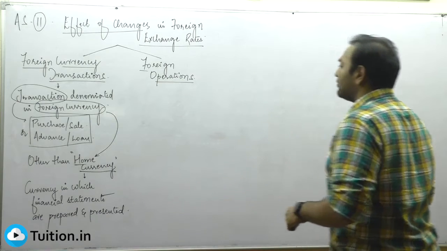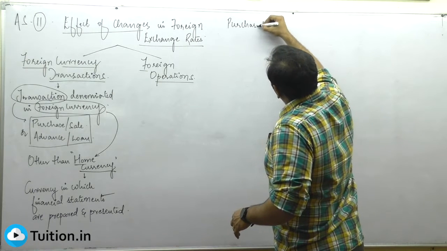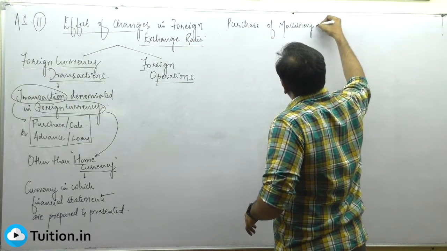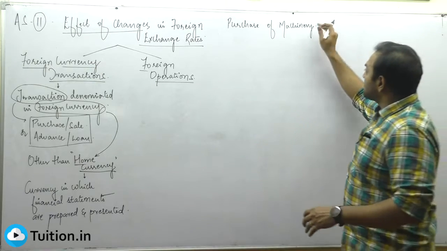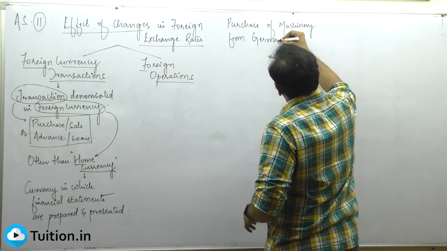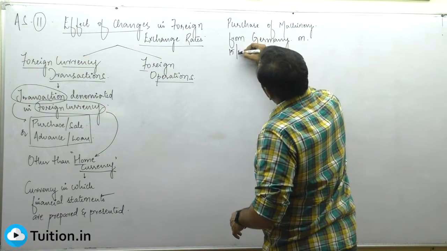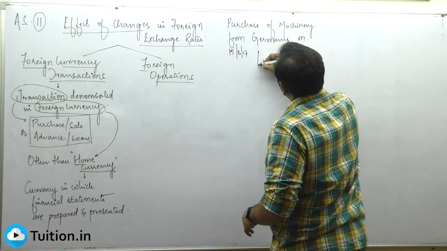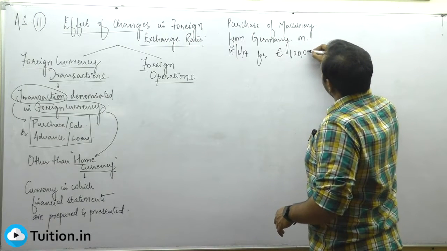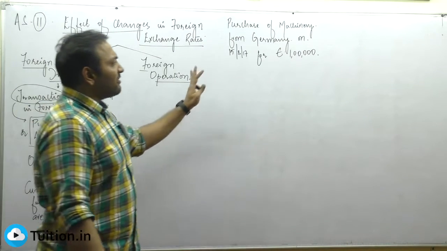Now let's say, for example, I am talking about a transaction. I have purchased a machine. Such a purchase of machinery, let's say I bought it from Germany, normally famous for its machinery, on 15th August 2017. Let's say it was denominated in euros, 1 lakh euro.